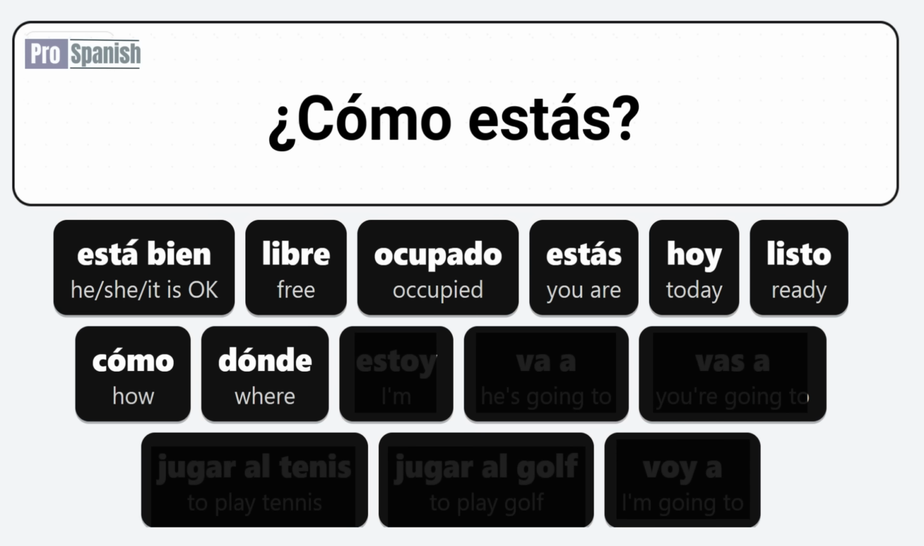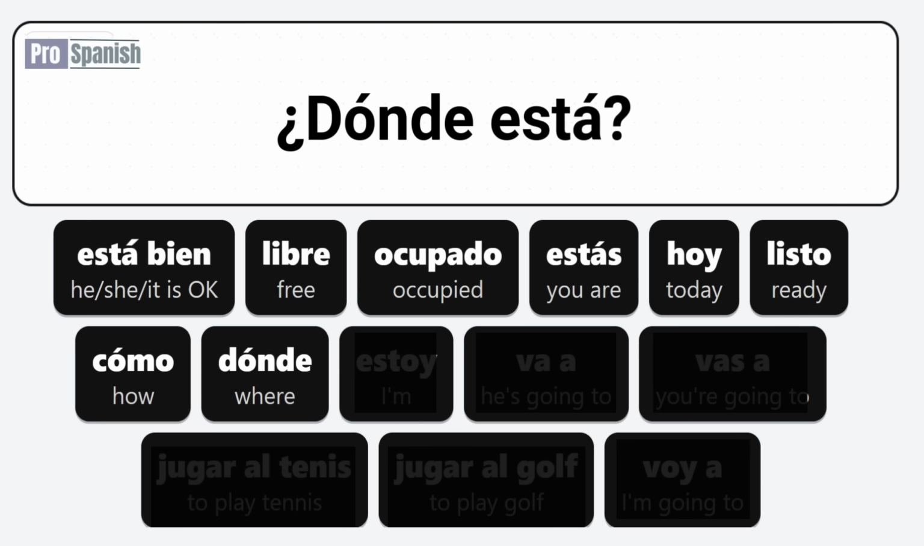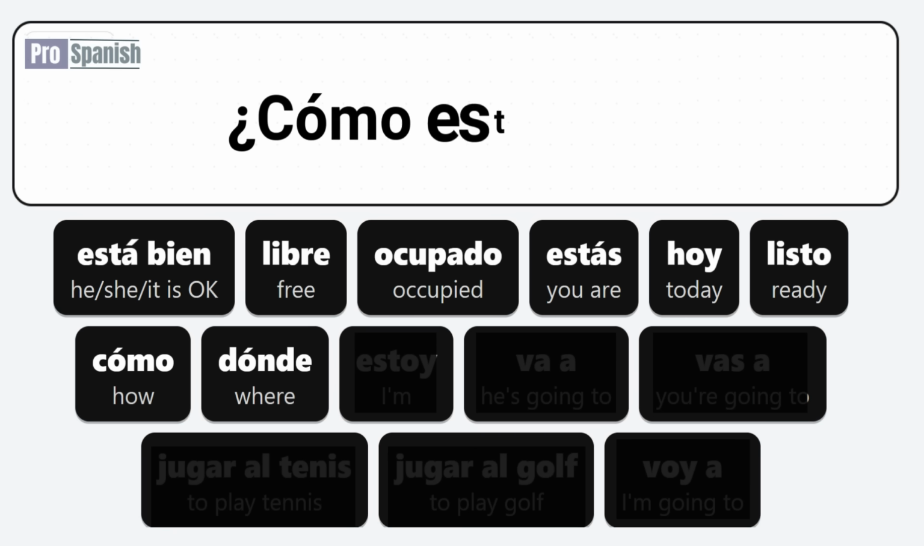How about where is it? Again, 2 words. ¿Dónde está? So where is it? Of course, that would also be where is he and where is she? And maybe somebody hasn't been well lately, and you might ask, how is he today? ¿Cómo está hoy? How is he today? Or how is she today?